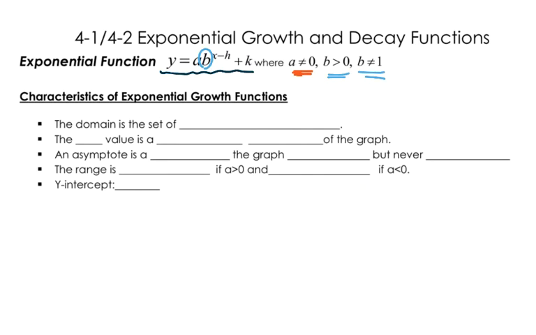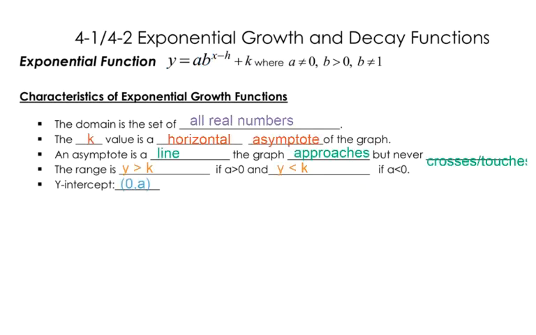Alright, let's look at some of the characteristics of exponential growth and decay functions. The domain. The domain is a set of all real numbers. So one way to notate that is with the R. Remember, we're always going to do negative infinity to positive infinity. My infinities are really ugly. Sorry. You get the idea. Negative infinity to positive infinity.